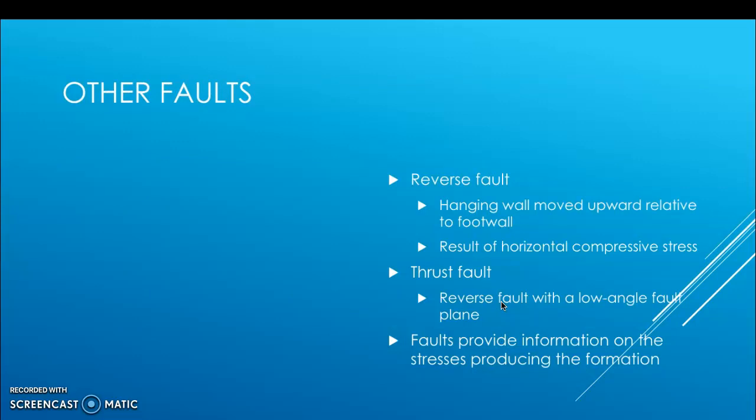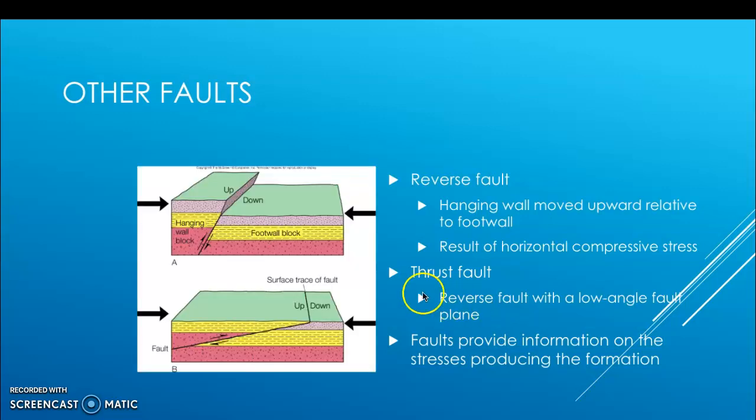And then, of course, another fault that we have is a reverse fault. In this case, the hanging wall is moving up relative to the footwall, and this is a compressive stress, so it's coming towards it. And then we have another kind of reverse fault, which is a thrust fault, and this is a low angle reverse fault, and it's going to give you an idea of what kind of forces we're dealing with.